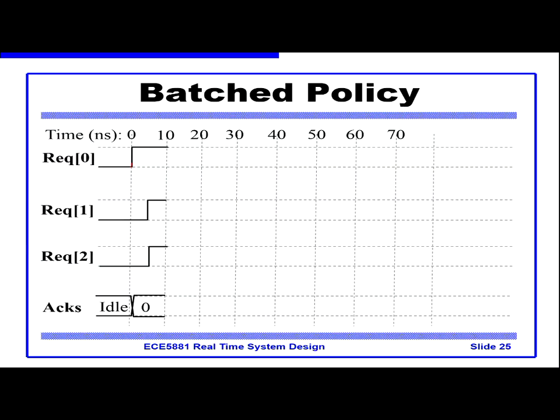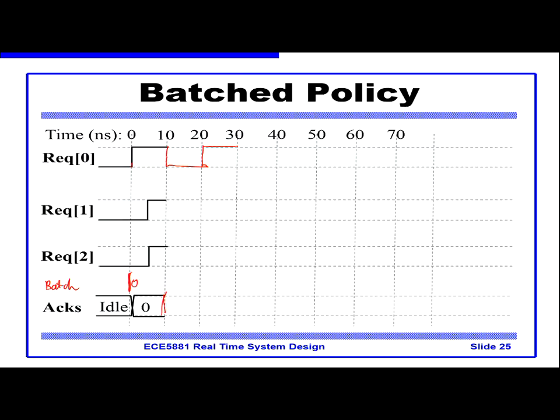Okay, so what happens here is we have a batch. Let's just keep track of what's in our batch. As soon as request 0 arrives, the batch contains just 0. The other 2 requests are inactive. Alright, so in this case we're going to allocate within the batch in a fixed priority. That means we allocate to 0, and that has its 10 nanoseconds.